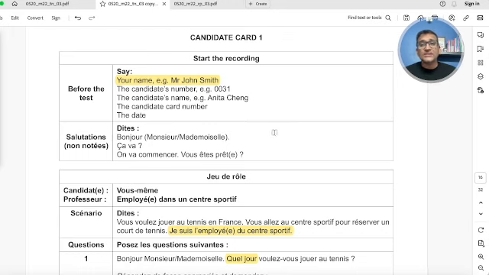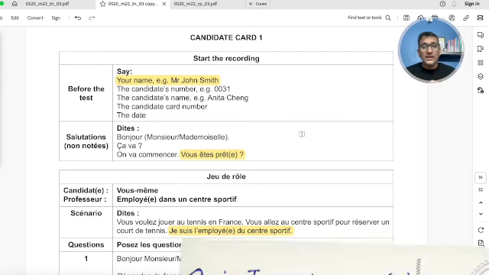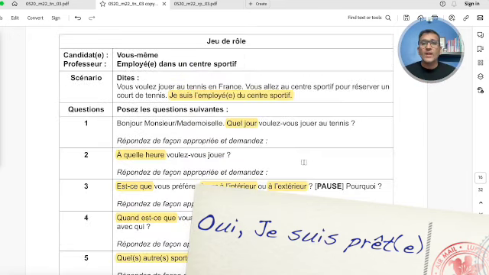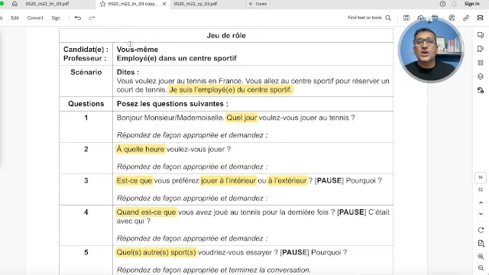Now teacher will greet you with the bonjour. If the boy is giving the role play, then teacher will say bonjour monsieur. If it's a girl, teacher will say bonjour mademoiselle. Ça va? and then you have to respond ça va, très bien, something like that. Then the teacher will say on va commencer, are we going to start or we are starting? Vous êtes prête? Vous êtes prête means are you ready? So your answer should be oui, je suis prêt. Je suis prêt is for boys and je suis prête is for girls. So that's the difference.